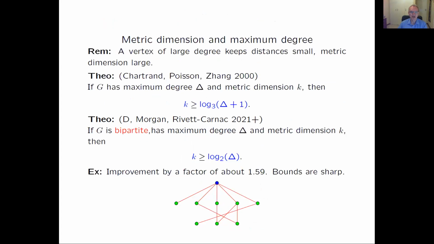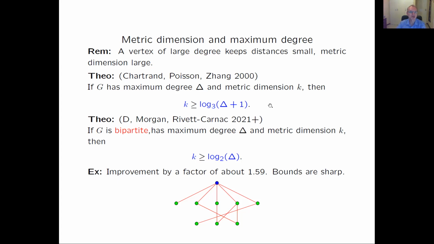Okay, and the last result that I want to mention is that also when looking at bipartite graphs, we were able to improve a lower bound on the metric dimension by Chartrand, Poisson, and Zhang in terms of maximum degree. They proved that if we have a graph of maximum degree delta, then the metric dimension is at least the log to the base 3 of delta plus 1. Big delta is the maximum degree.